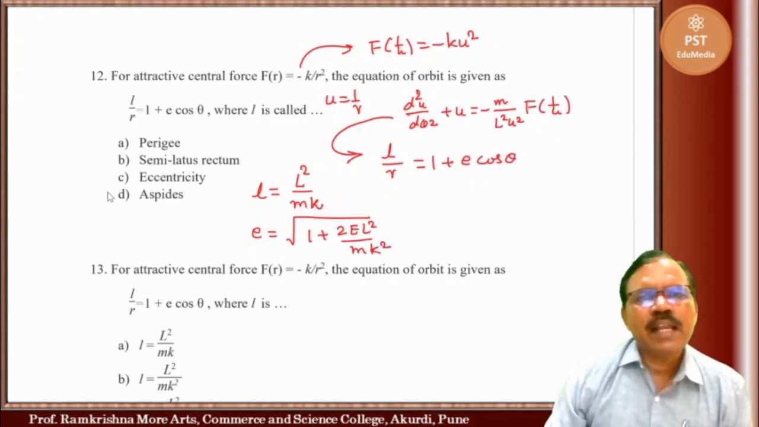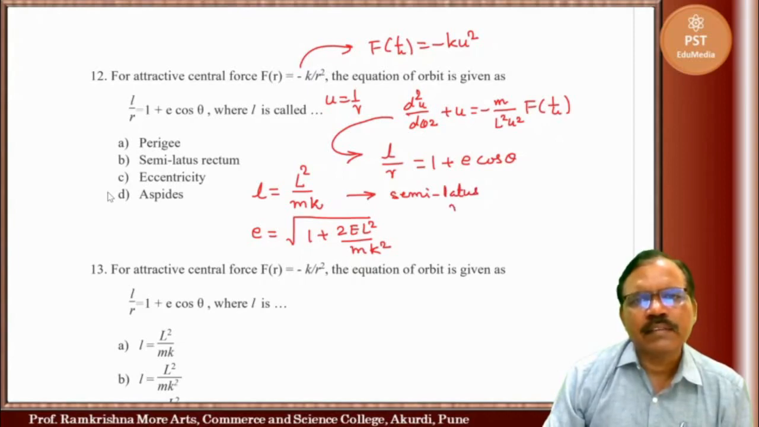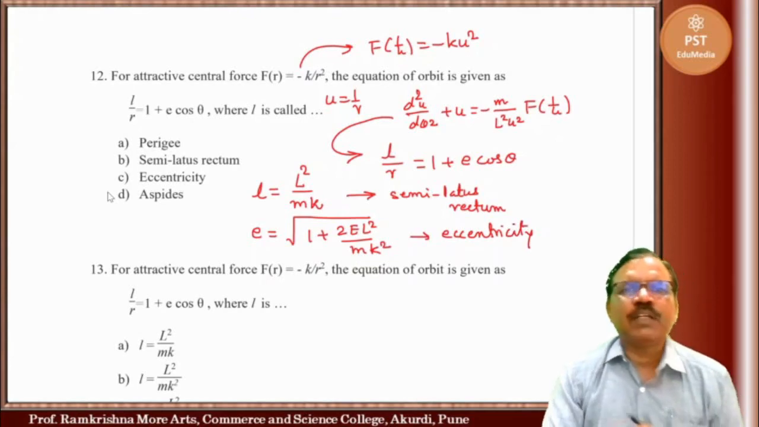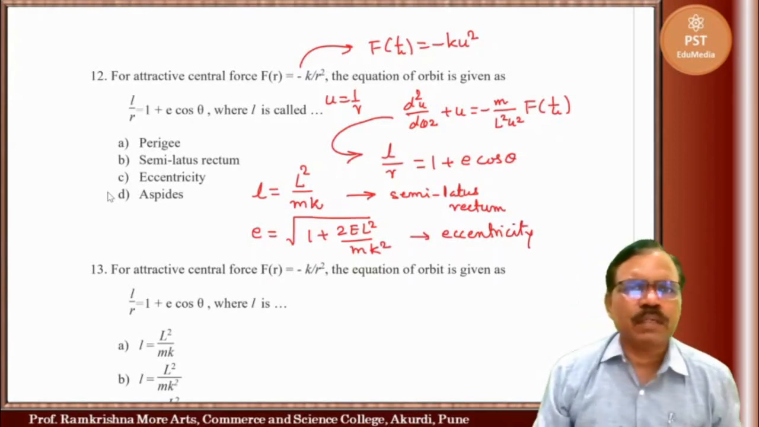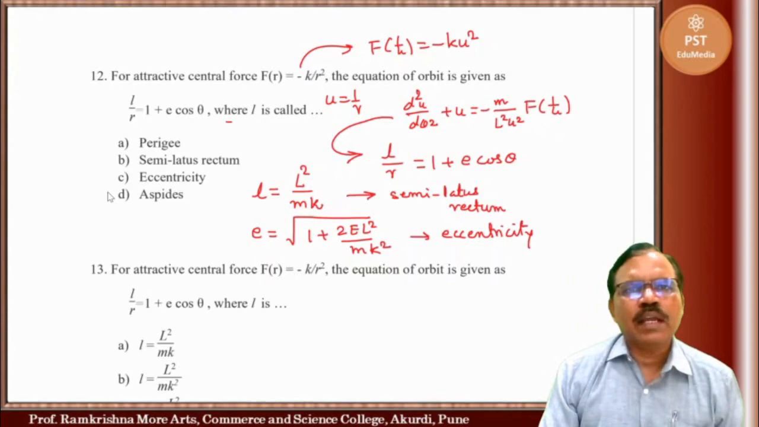So this small l is called the semi-latus rectum, and e is called the eccentricity of the orbit of a particle in central force field motion. So l is called the semi-latus rectum.